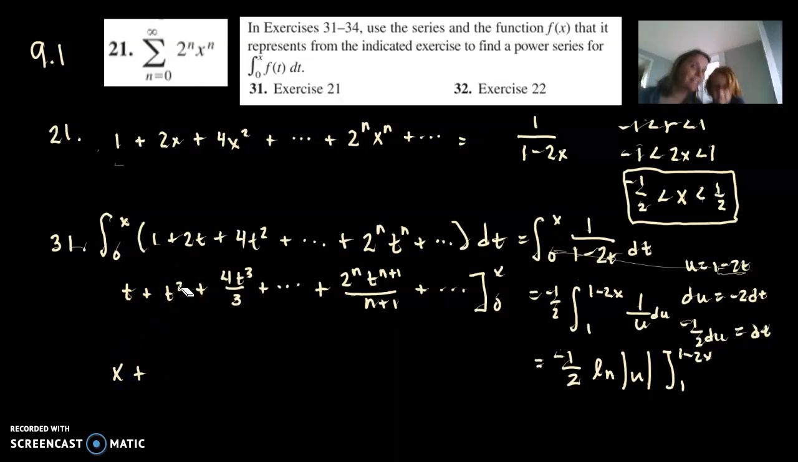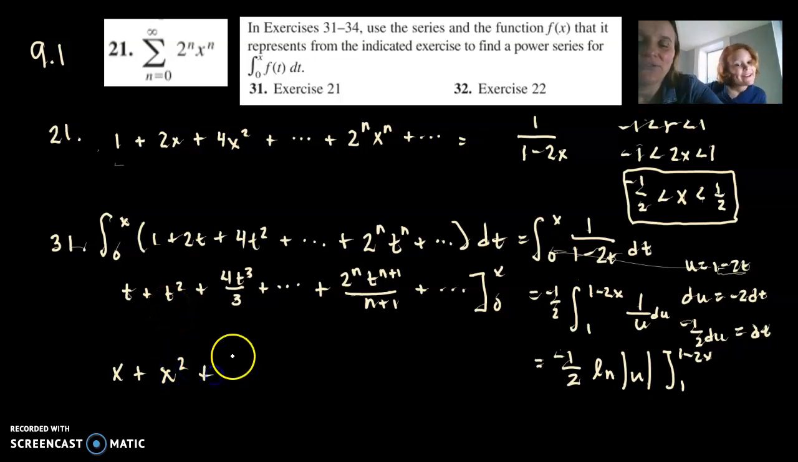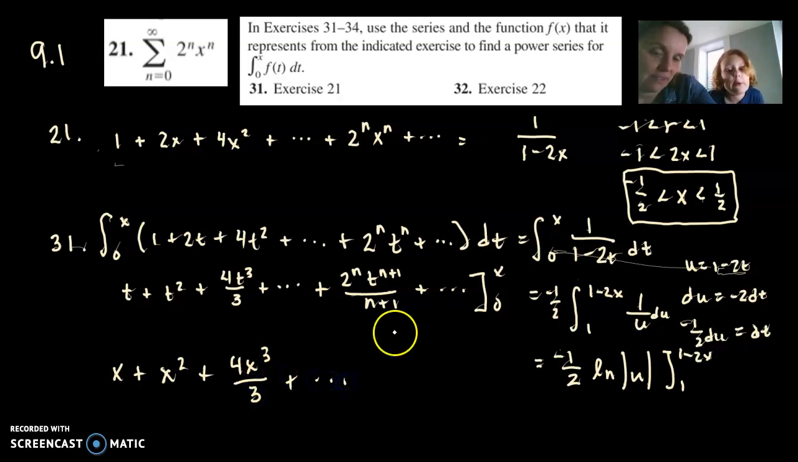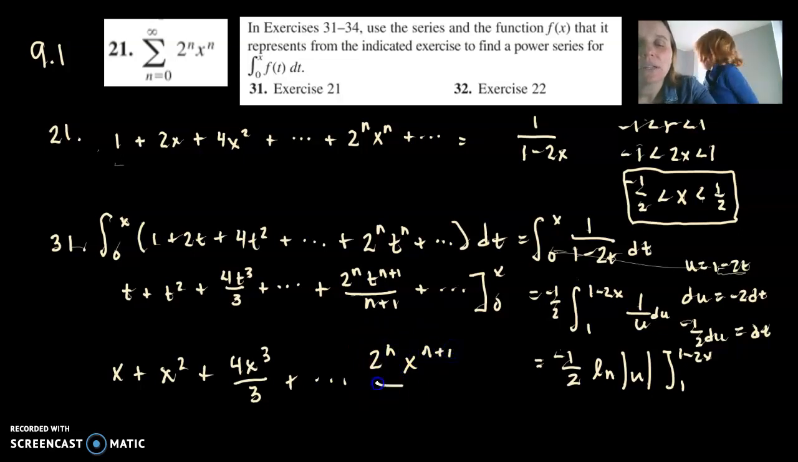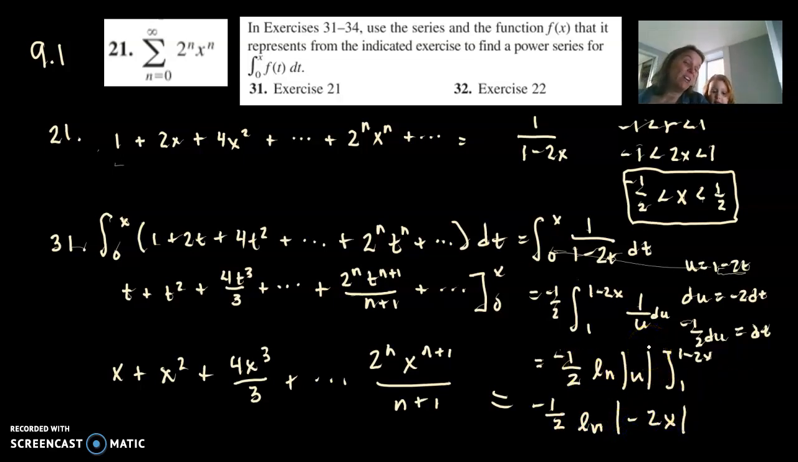So on the other side, I have x plus x squared plus 4x cubed over 3 plus etc. All that has x's in it instead of t's. And then on the other side, antiderivative. So now I'm going to plug in my numbers. So I have negative 1/2 ln of 1 minus 2x, minus negative 1/2 ln of 1, which is 0.